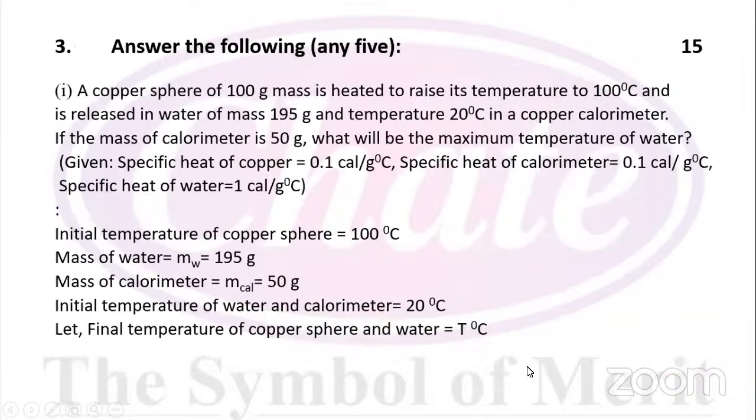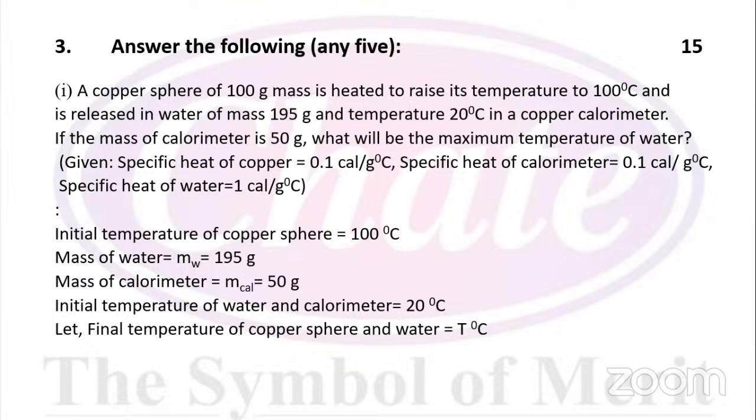Okay. Now the next question, that is question number 3. Answer the following. Now this question has 8 different questions which carry 3 marks each, and out of those 8 questions, you have to solve any 5. And as expected, the first question is the place for the numerical. So you can see the numerical.